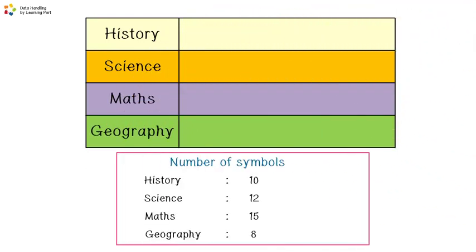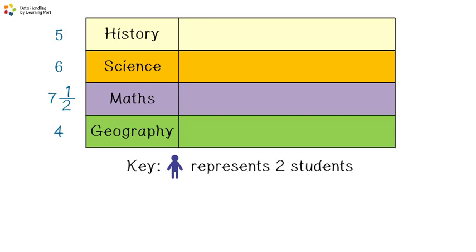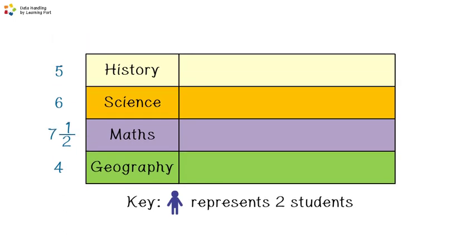Next, determine the number of students represented by a symbol. Here, divide the number of students for each subject by 2. Use the symbol once to represent 2 students. Draw the number of symbols as calculated.